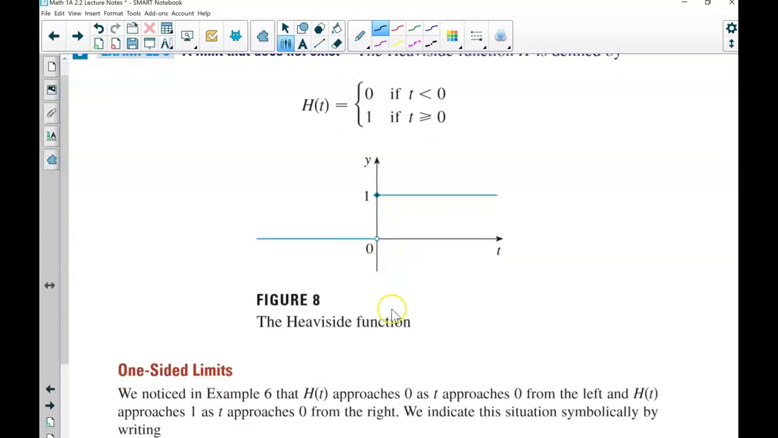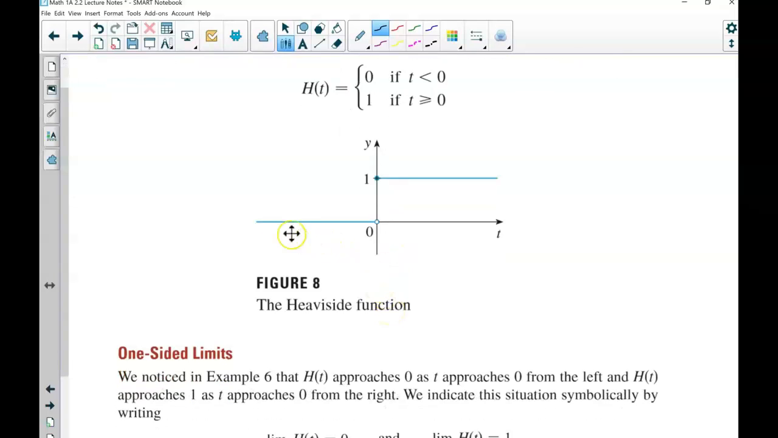So what it's saying here is that as t approaches 0 from the left, the function H of t approaches 0. As t approaches 0 from the right, the function is approaching the value of 1. So there is no single number that H of t approaches as t approaches 0. Therefore, we would say that it does not exist.